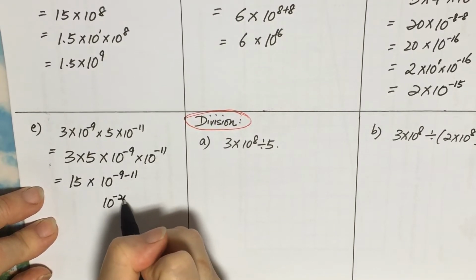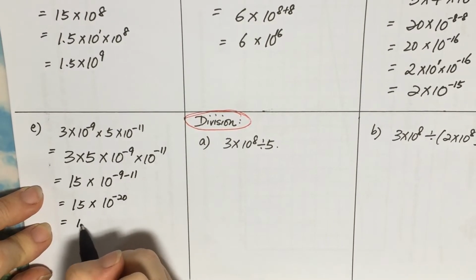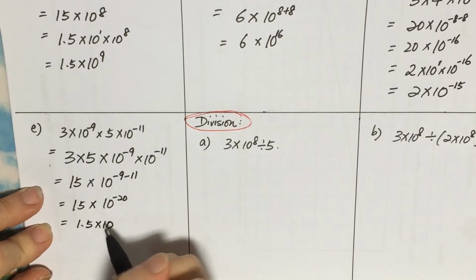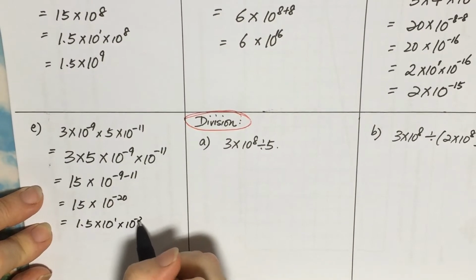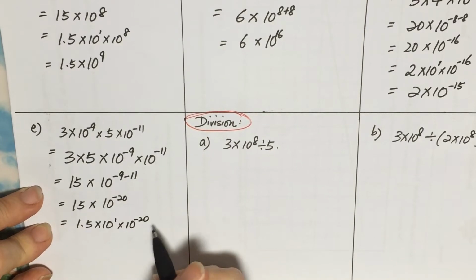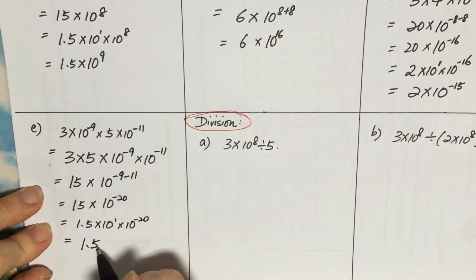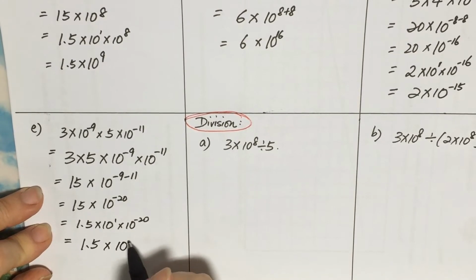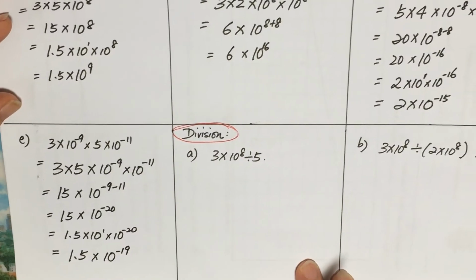negative 20. So this is 15 times 10 to the power of negative 20, but this is not standard form, so we change it to standard form, 1.5 times 10. Originally there's 10 to the power of negative 20, so together I combine them to get 1.5 times 10 to the power of negative 19. So all these questions are for multiplication.